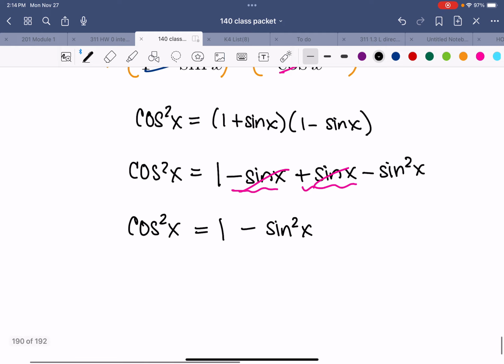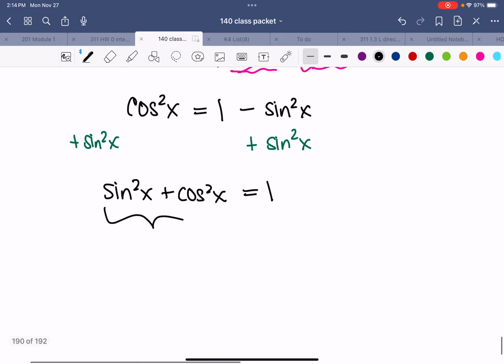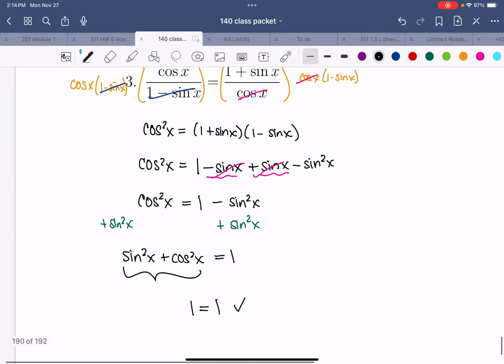but let's make it look like that. So we're going to add the sine squared to both sides. That's going to give us sine squared x plus cosine squared x equals 1. And there's our identity. This side is equal to 1, and we get both sides equal.